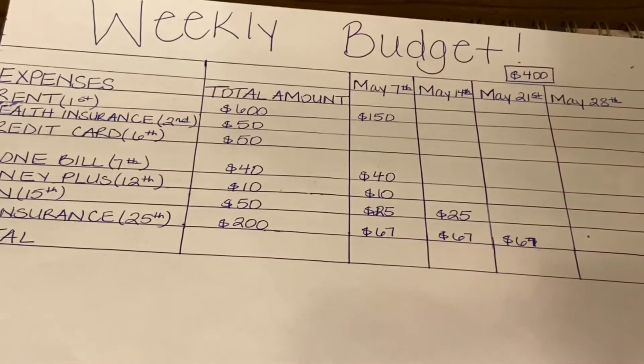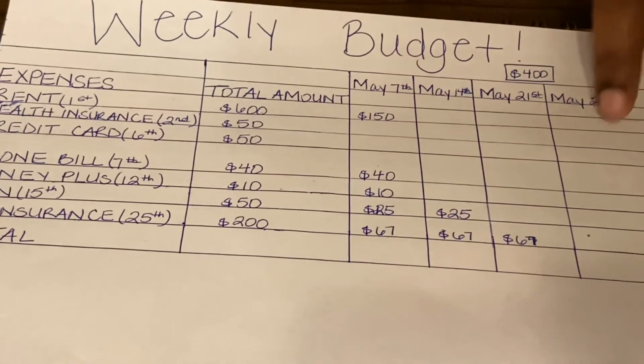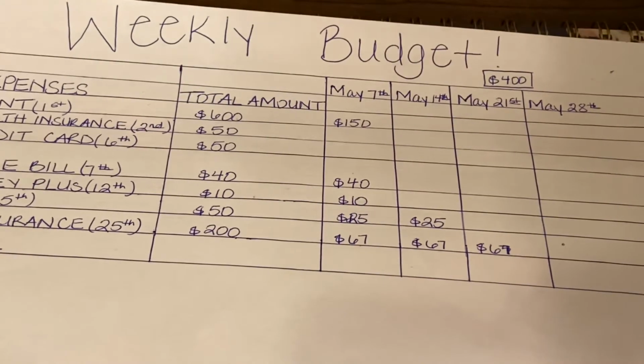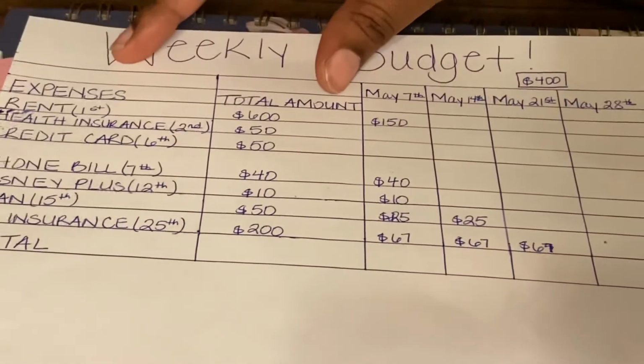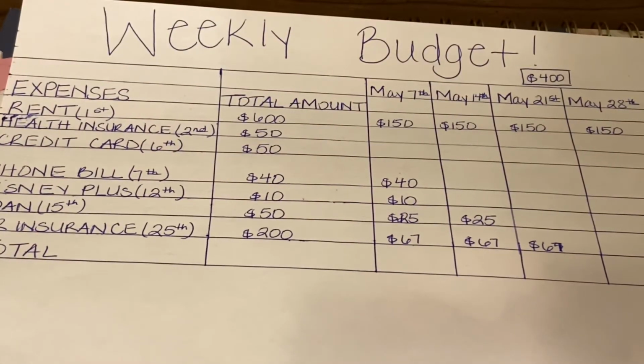So we'll be taking out $150 each check up until May 28th in order to get to $600 to pay it by June 1st. Health insurance is due on the 2nd of every month. So that's $50.